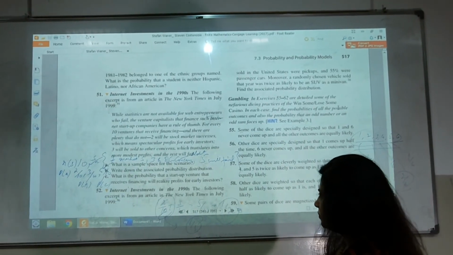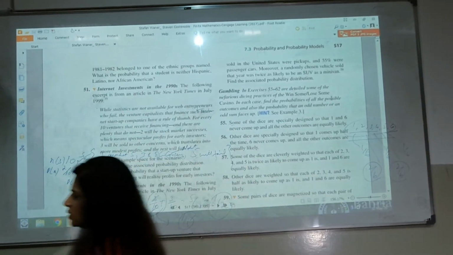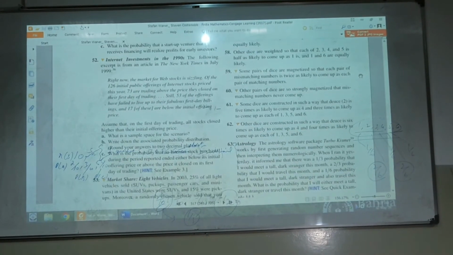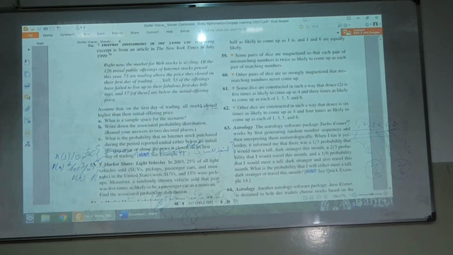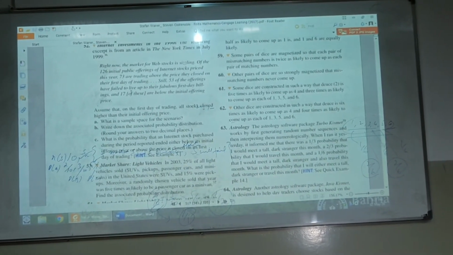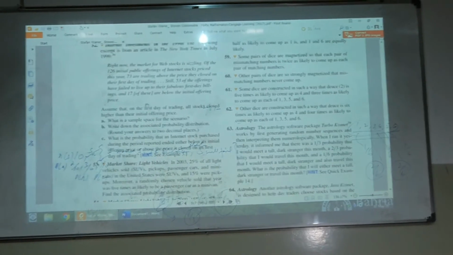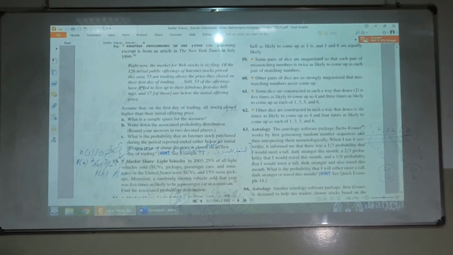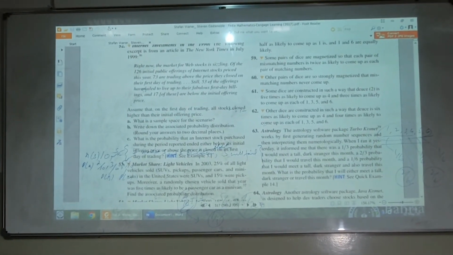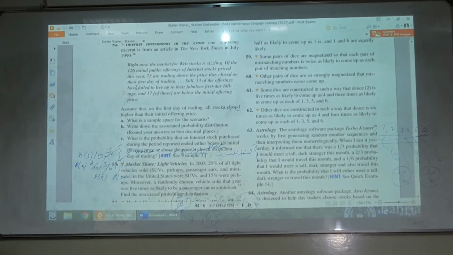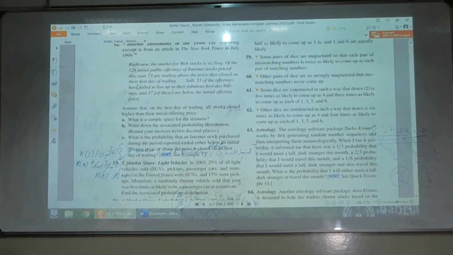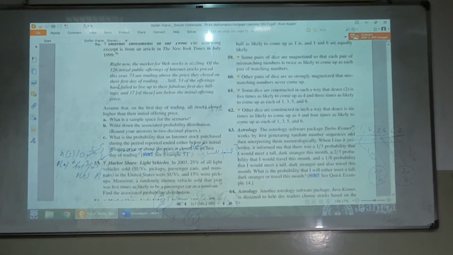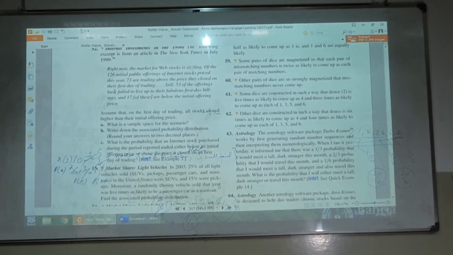Now let's look at this last part, 52, how you're supposed to return this. It is also a similar thing, just talking about trading options. We have 17 or below offering prices. So what is the sample space? You have a sample space of 126 initial public offerings. Initial public offerings mean that when companies are initially listing themselves on the stock exchange, they go via the banks. So we are taking them as the primary market.